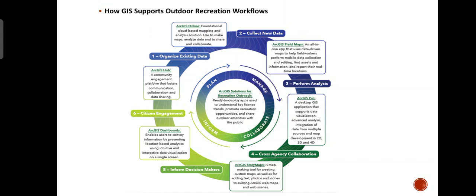There are 4 basic steps in the outdoor recreation workflow. First one, plan, then manage, then collaborate, then inform.